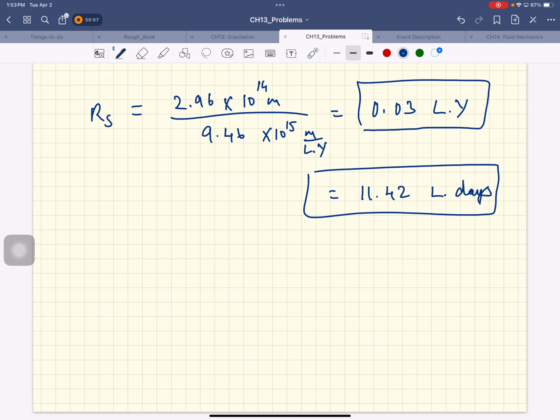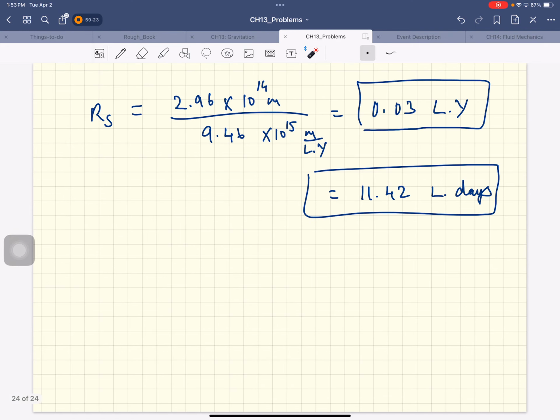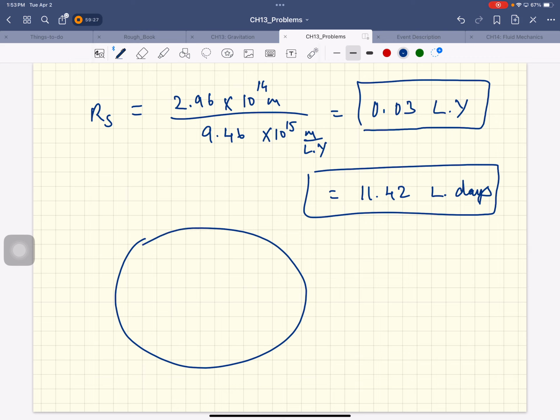What that means, okay, so again, here is the radius of the sun's orbit. If you turn this entire thing into a black hole, it would be almost a point on this diagram. What this tells you is, if you turn the entire Milky Way into a black hole, it would take light 11.4 days to get from the center to there. That's how small the black hole would be.